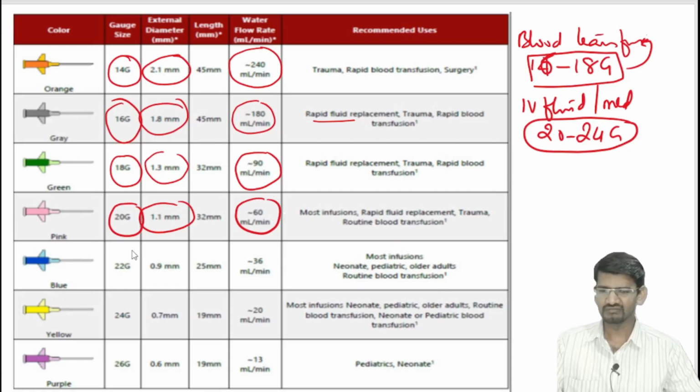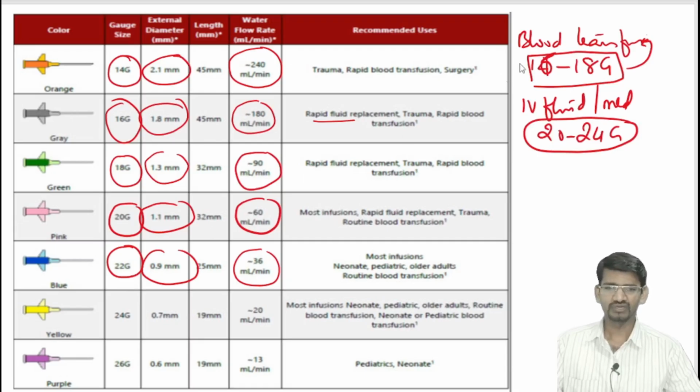Then blue color, that is 22 gauge, where the diameter is 0.9 mm and it delivers nearly 36 ml per minute. It is most commonly used in adults, in older pediatrics, and even in older adults. And for pediatric blood transfusion also we can go with these blue cannulas.